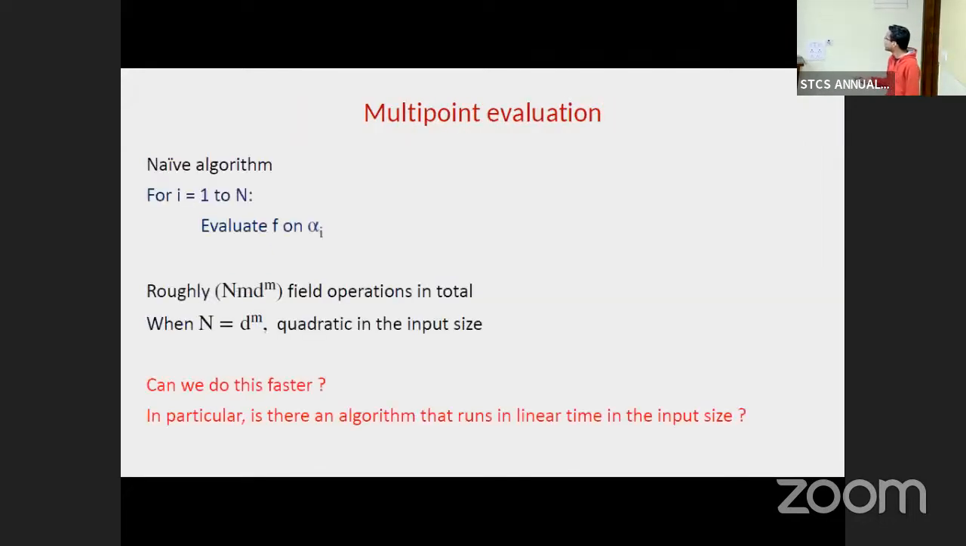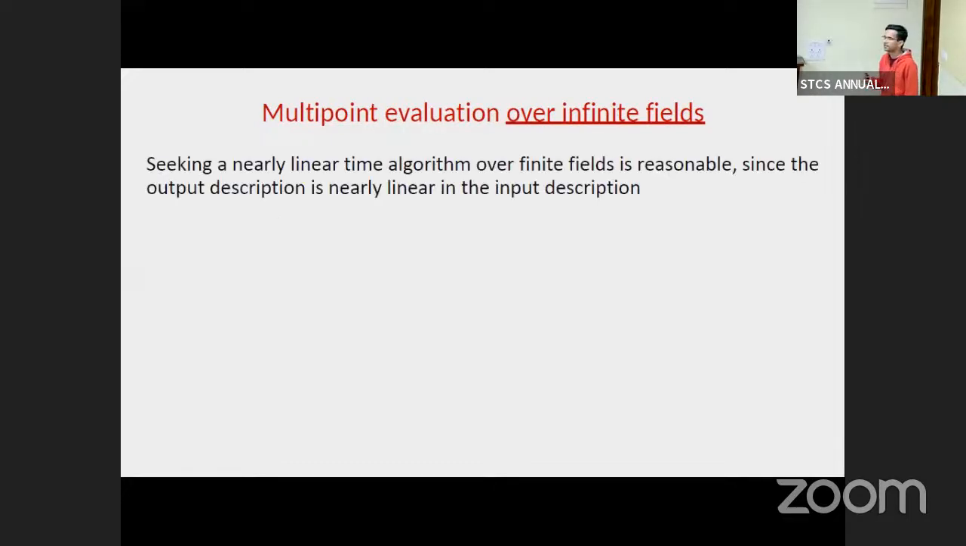I said we should think of K as being a finite field in the previous slide. Let me dwell a little bit on the problem over an infinite field, say, the field of rational numbers. In the case of finite fields, our output size was roughly capital N. You're evaluating f at alpha 1 to alpha N, so you have capital N field elements, all elements of an underlying finite field K. Let's suppose K is of size Q, so this is N log Q bits of information. You can output it in nearly linear time.